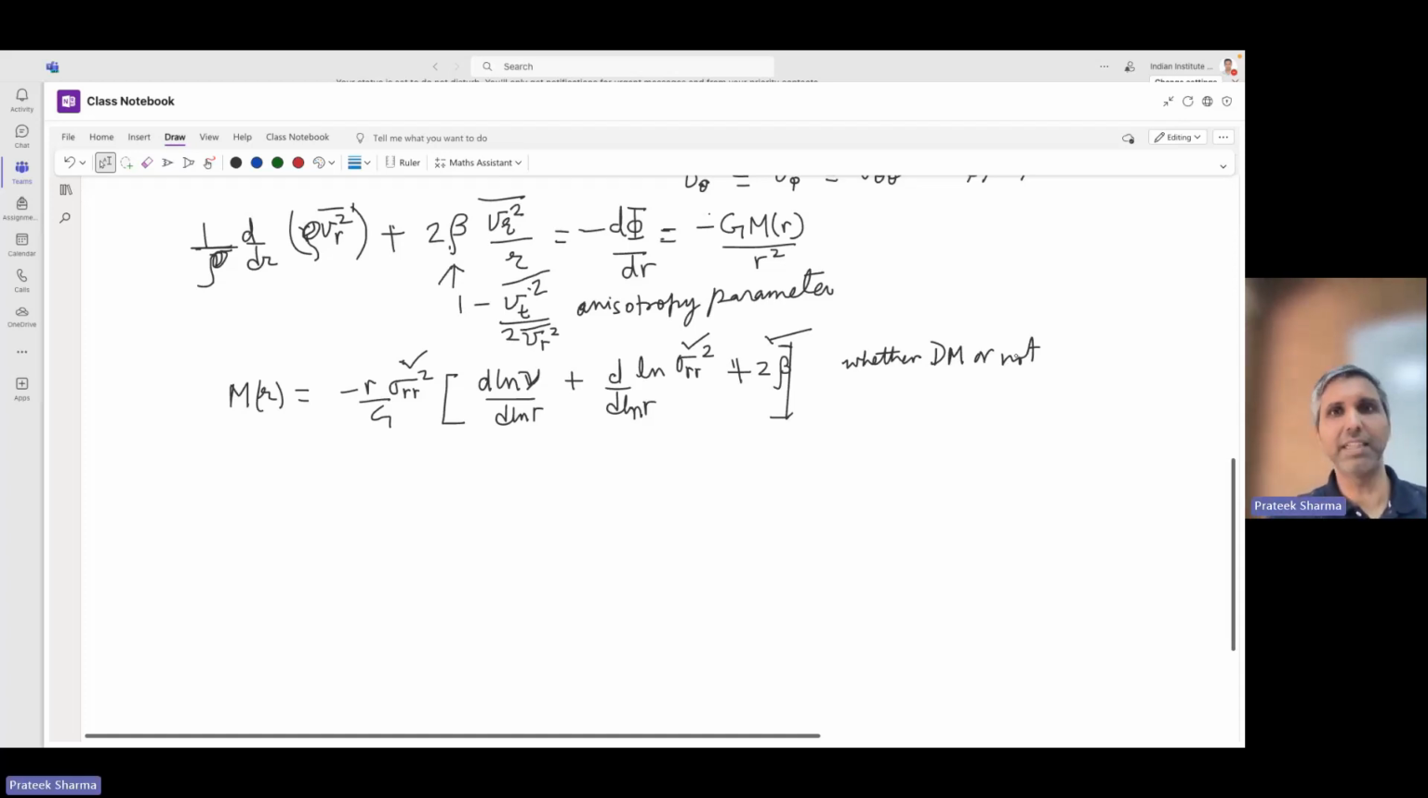Okay, so this is one application of Jeans equation for spherical systems. So this is number one. We'll actually do one more application, which is something called asymmetric drift. So this is an application to the motion of stars in the neighborhood of the sun.